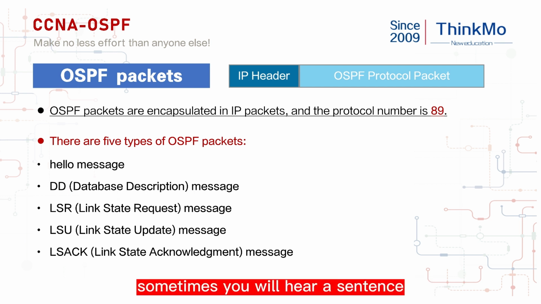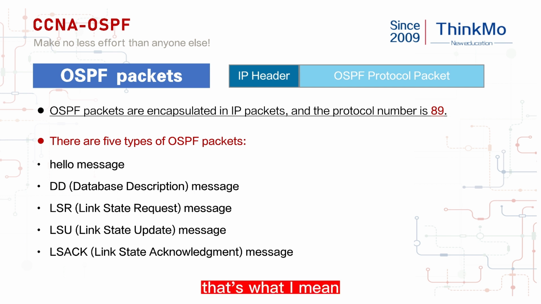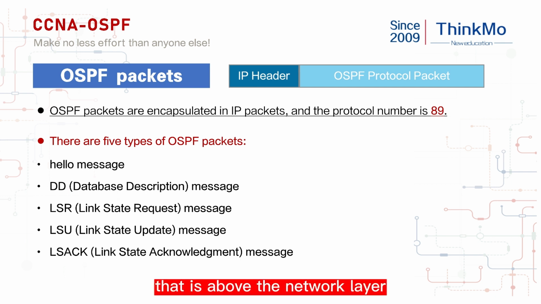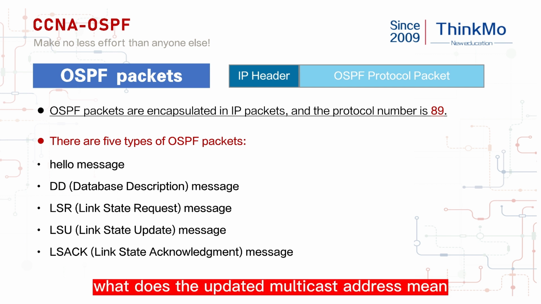Sometimes you will hear a sentence: OSPF is a routing protocol that works on top of the network layer. That's what I mean, it's above layer 3, that is, above the network layer. So what we just saw, what does the OSPF multicast address mean?